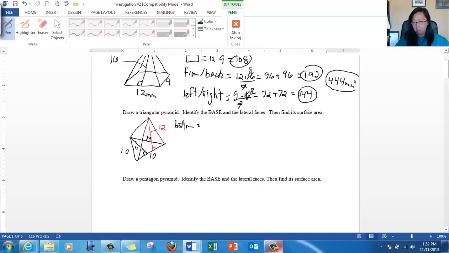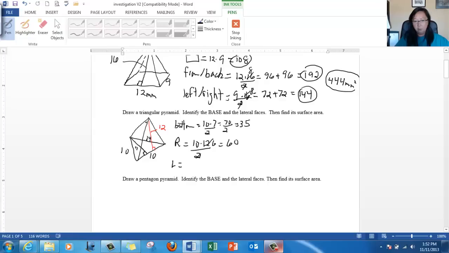The base, see, I look at the height, so it's going to be 7 and 10 that go together. Divide by 2. 70 divided by 2 is 35. That's the bottom. Let's do the right face. The right face, 10 and 12. Divide by 2. That's going to be 6, so 60.